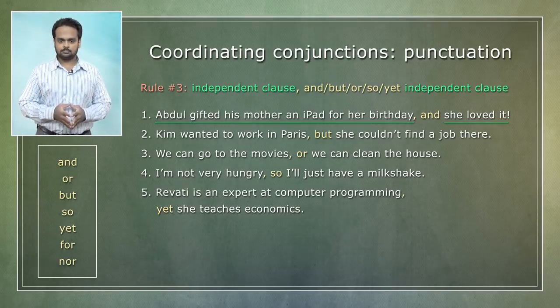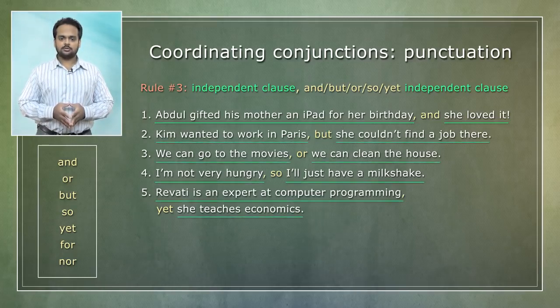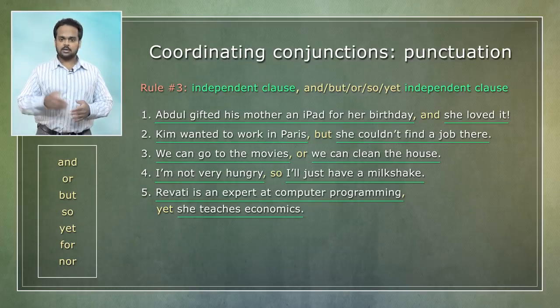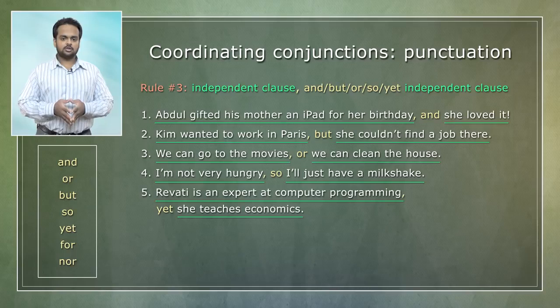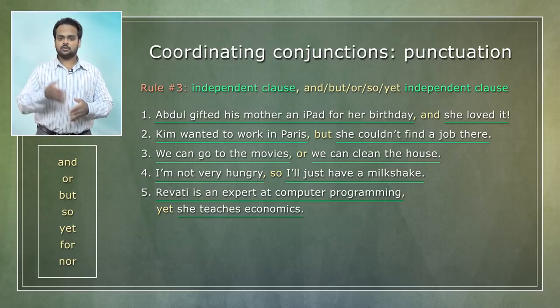That is the rule. In all of these examples, there are two independent clauses connected by a conjunction. In number 2, Kim wanted to work in Paris is the first clause, and the second clause is she couldn't find a job there. The conjunction but connects these clauses and shows contrast. That is, it shows that the two clauses are opposites.